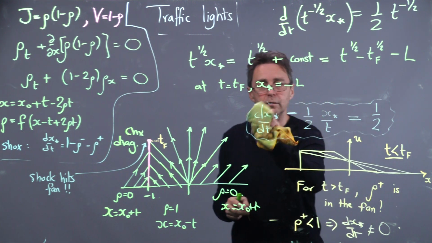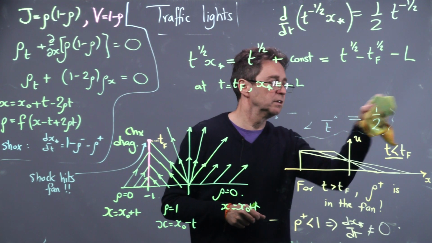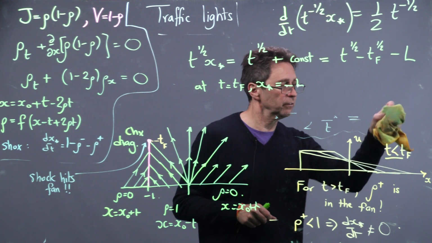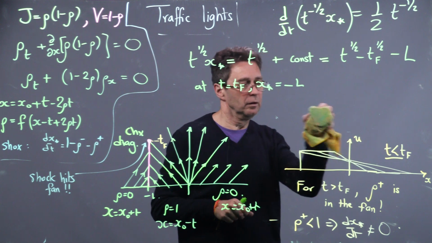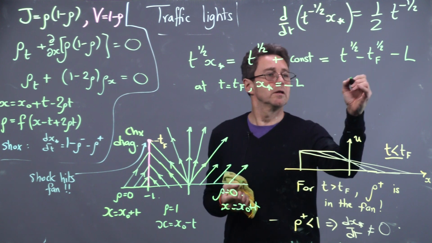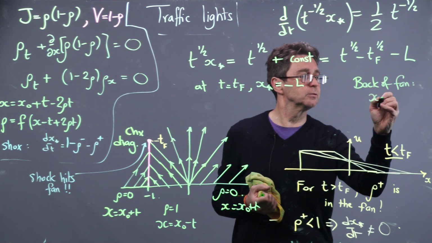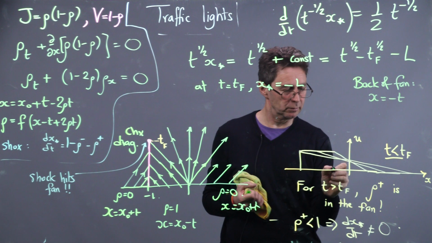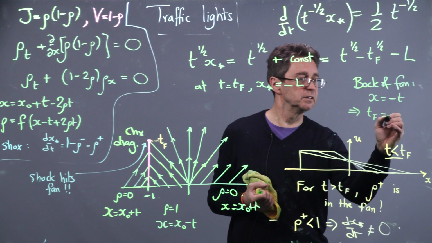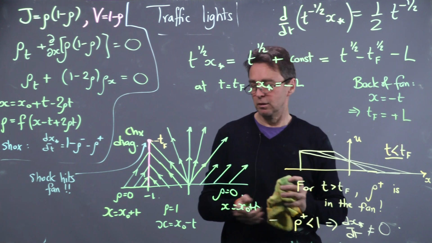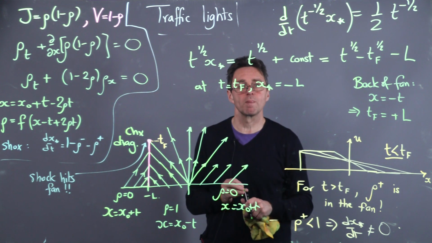Okay, great. I guess I should first of all figure out what tf is in order to press any further. So the back of the fan, that was when x was equal to minus t. That position there is minus t, and that was plus t. So that implies that tf is equal to plus L, since that position is minus L. That's when the back of the fan hits the stationary shock.